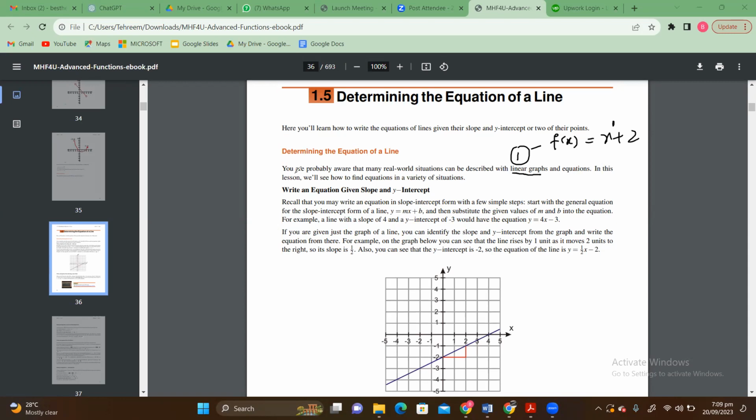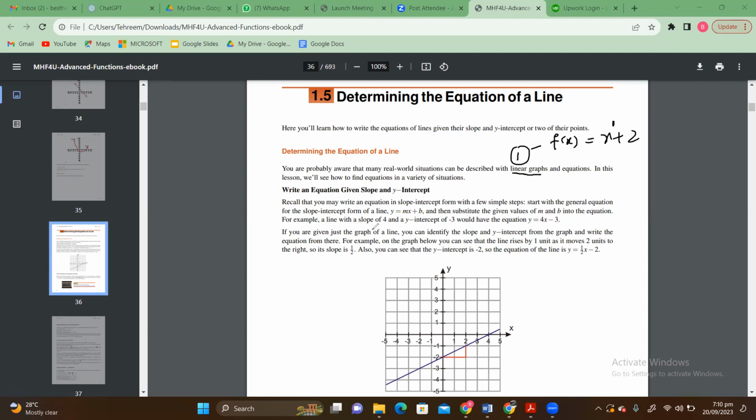Okay. In this lesson, we're going to show how to find the equations of a variety of situations, and write an equation given the slope and y-intercept. So we're going to learn how to write an equation of the graph if you're given the slope and the y-intercept. Recall that you may write an equation in the slope-intercept form with a few simple steps. Start with the general equation for the slope-intercept form, that is y is equal to mx plus b, and then substitute the values of m and b into the equation.